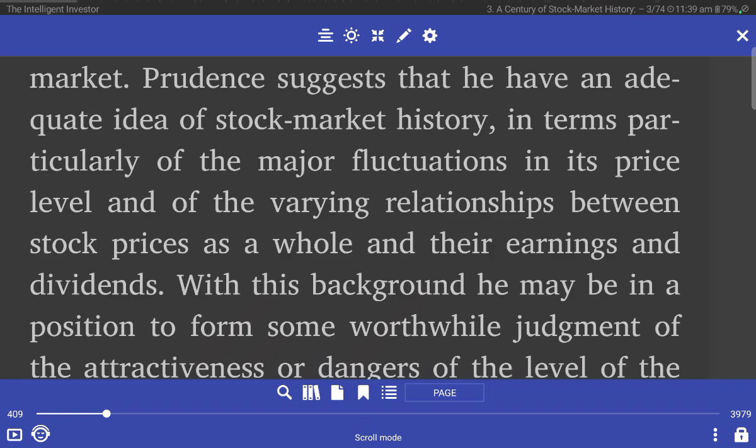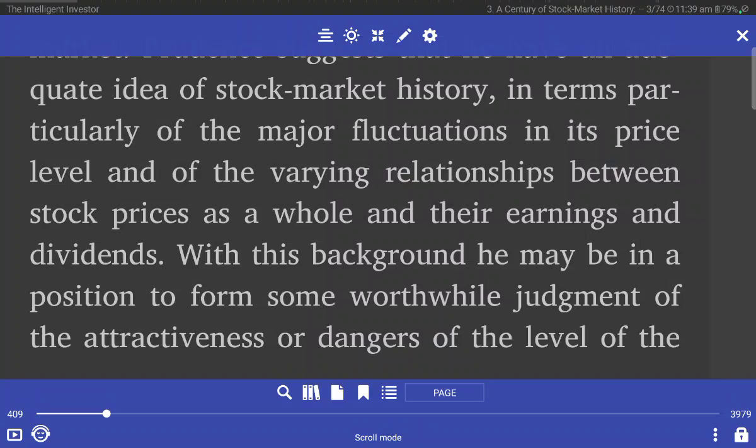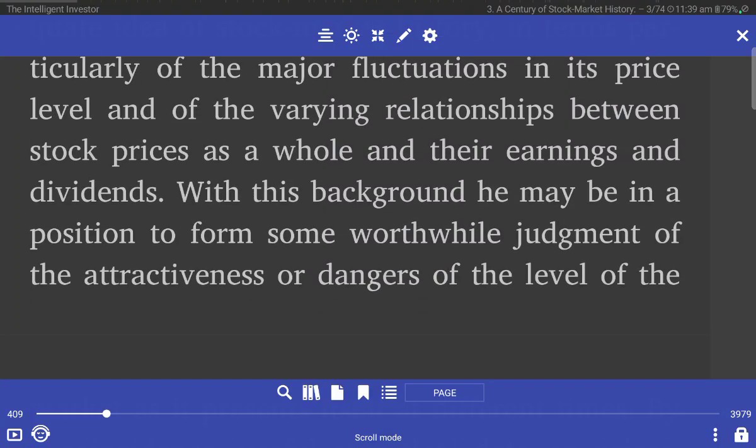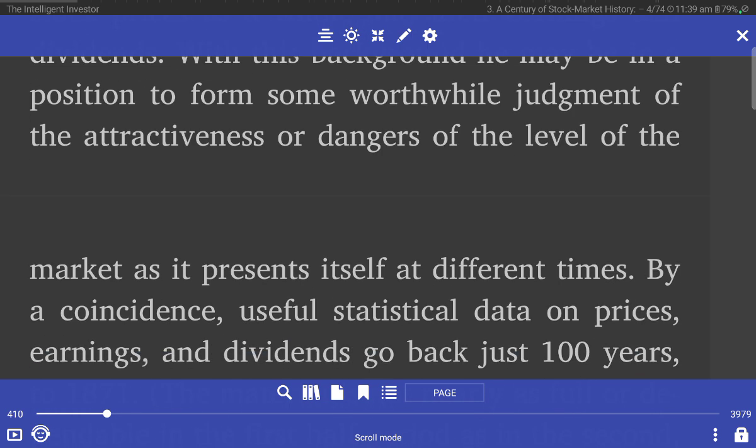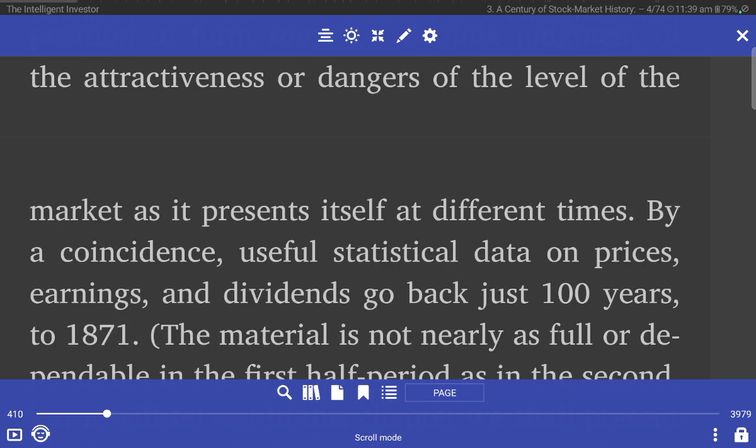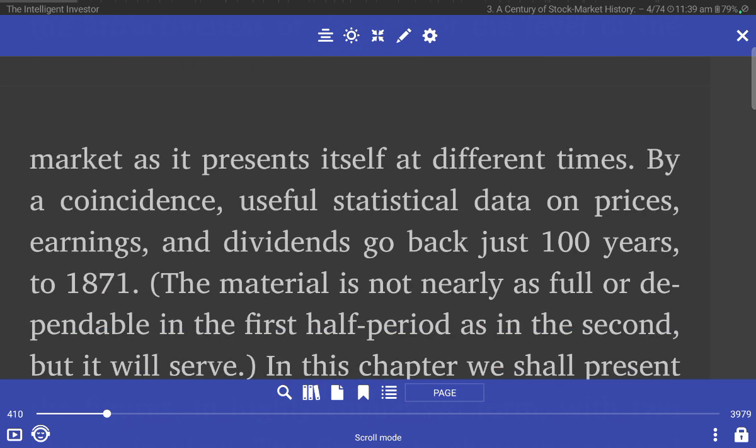Prudence suggests that he have an adequate idea of stock market history, in terms of the particulars of major fluctuations in the price level and the various relationships between stock prices as a whole and the earnings and the dividends. With that background, he may be in a position to form some worthwhile judgment of the attractiveness or dangers in the level of the market as it presents itself at different times.